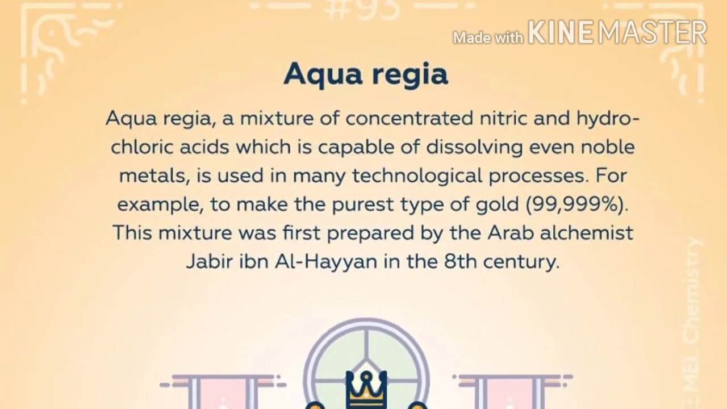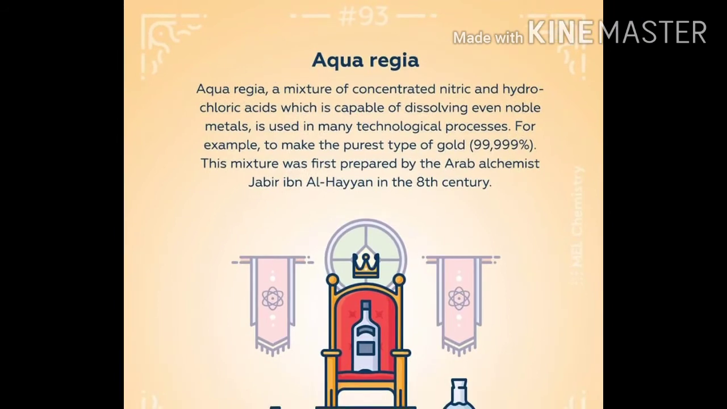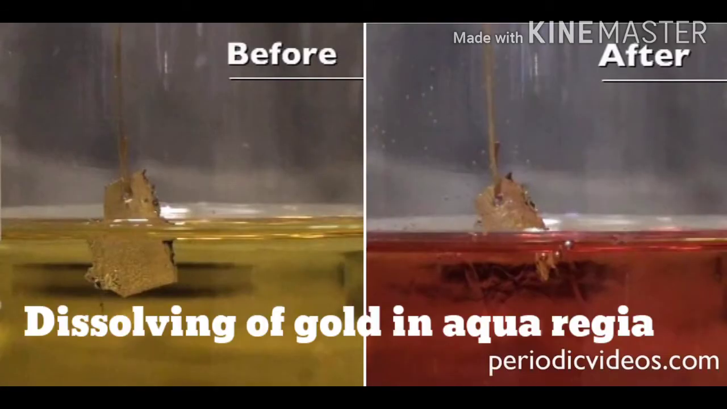Aqua regia is a freshly prepared mixture of concentrated hydrochloric acid and concentrated nitric acid in the ratio of 3:1. It can dissolve gold even though neither of these acids can do so alone. Aqua regia is a highly corrosive fuming liquid. It is one of the few reagents that is able to dissolve gold and platinum.